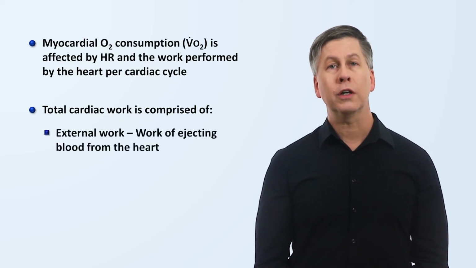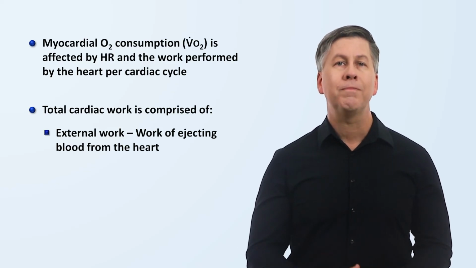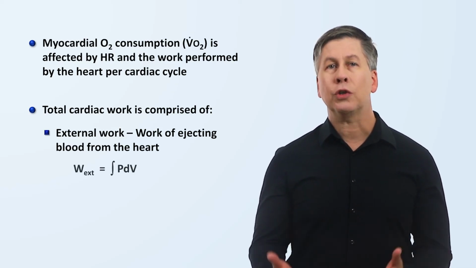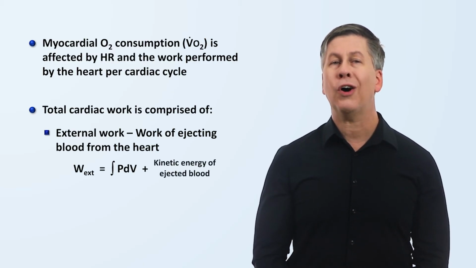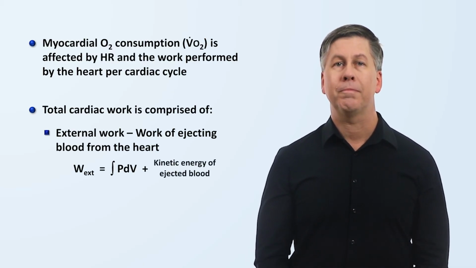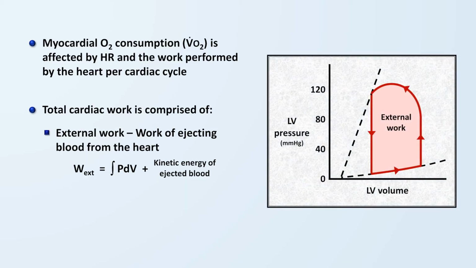The external work, which can be thought of as the work of ejecting blood from the heart. This is the sum of the integral of PdV and the term for the kinetic energy imparted on the ejected blood. The first term is equal to the area bounded by the PV loop, which is sometimes called the stroke work, and the second term for kinetic energy for a heart at rest that is not exercising is usually small enough to ignore.